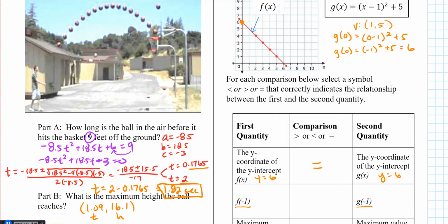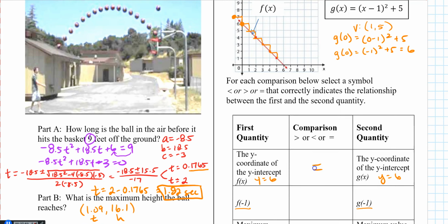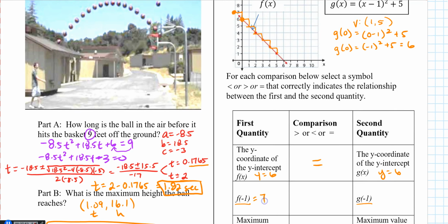Well, f of negative 1, I can't see it on the graph, but I can see that my slope is rise 1, run 1, rise 1, run 1. So if I keep working back, where am I at? f of negative 1 is going to be at 7. And if I evaluate g of negative 1, I get negative 1 minus 1 squared plus 5. This is negative 2 squared, which is 4. 4 plus 5 is 9. Which one's greater, 7 or 9? 9 is greater.